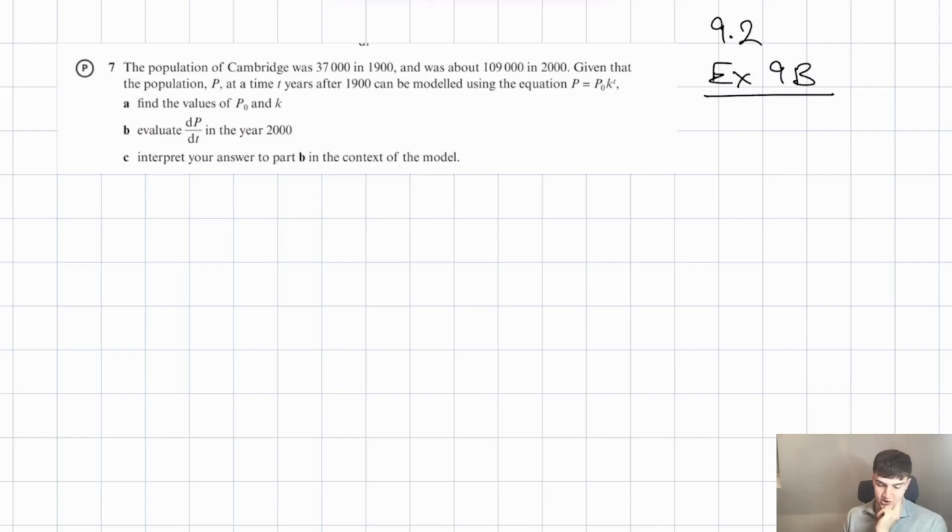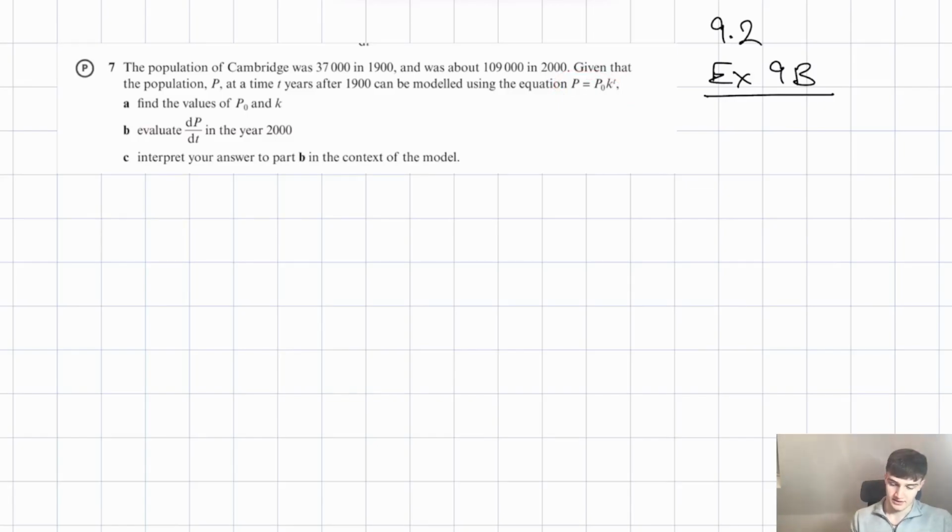The population of Cambridge was 37,000 in 1900 and was about 109,000 in 2000. Given that the population P at time t years after 1900 can be modelled using the equation P is equal to P naught k to the power of t, find the values of P naught and k. Okay, so it's a problem solving question. We need to think about it a little bit more, but this is pretty standard for how the modelling questions pan out with exponentials. They all look something like this.